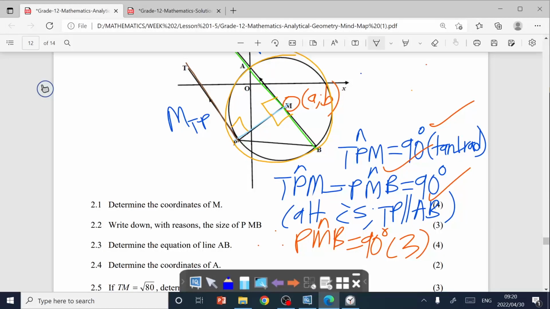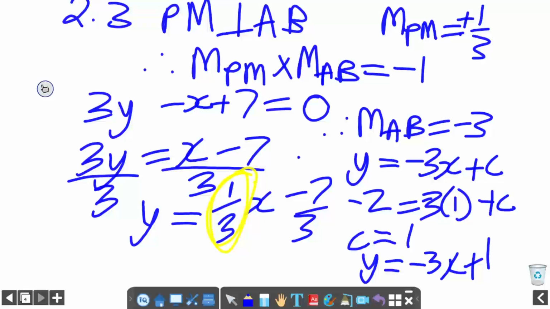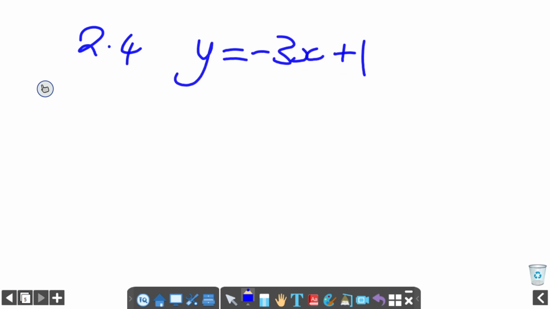Okay, who wants to help? Yes, I'll go next today. Yes, good. The line AB, yes. We've got the line AB, which was what? 2.4. Y is equal to negative 3x plus 1.